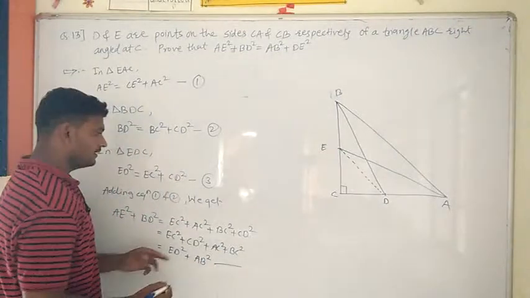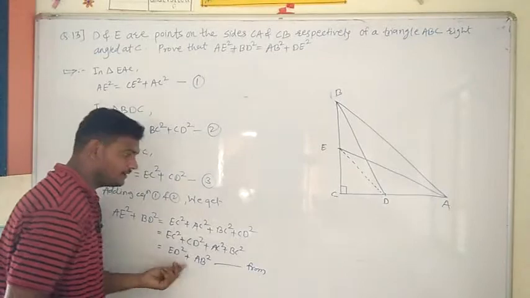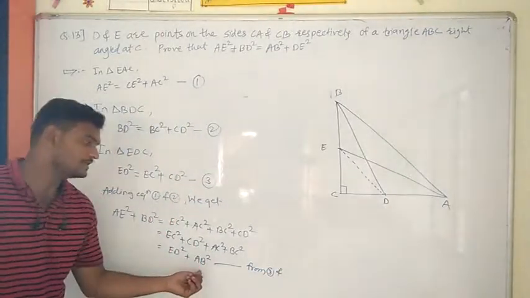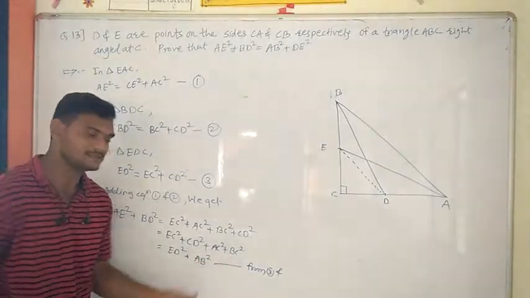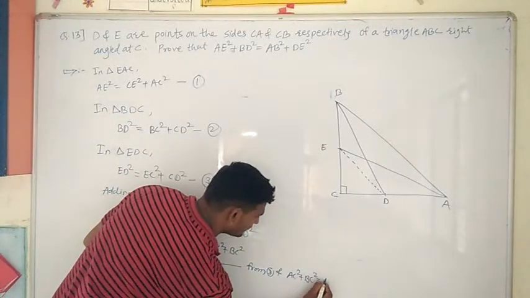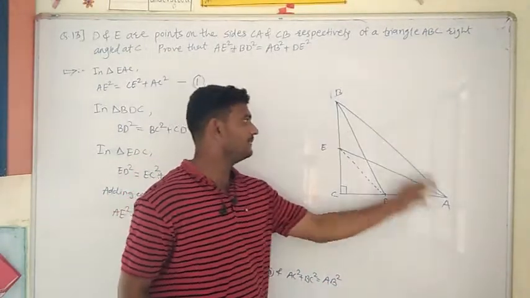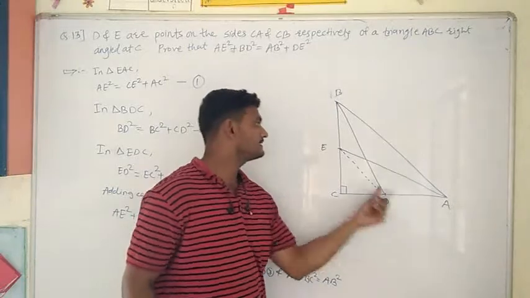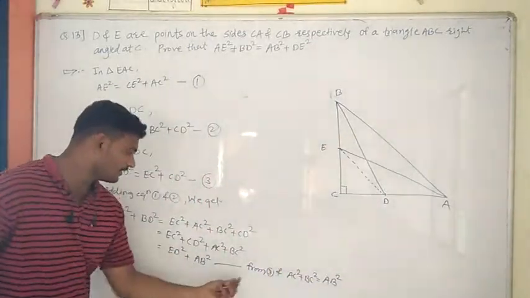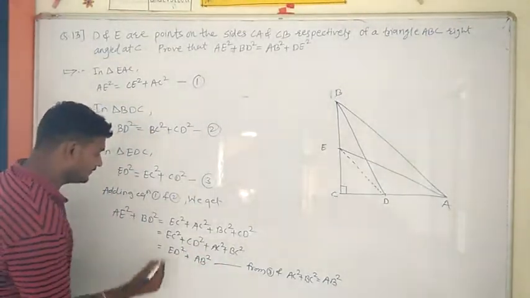The reason, see here, this ED square from 3, and from 3, and how does this AB square come? AC square plus BC square. AC square plus BC square is equal to AB square. See here, in triangle ABC, AC square plus BC square is equal to AB square by using Pythagoras theorem. Therefore, we have written here AB square instead of AC square plus BC square.